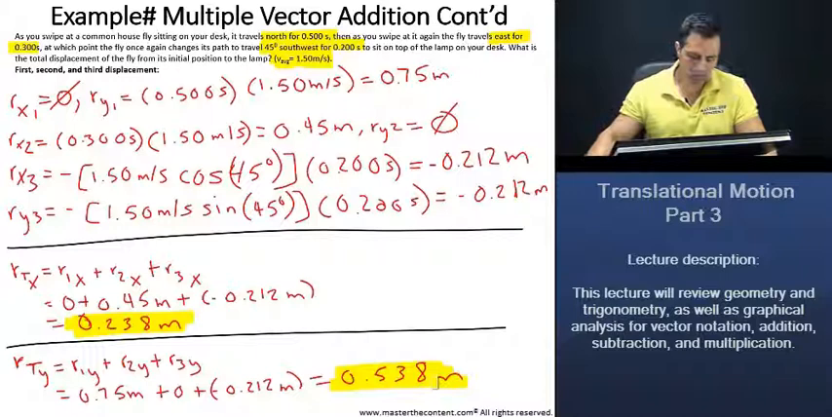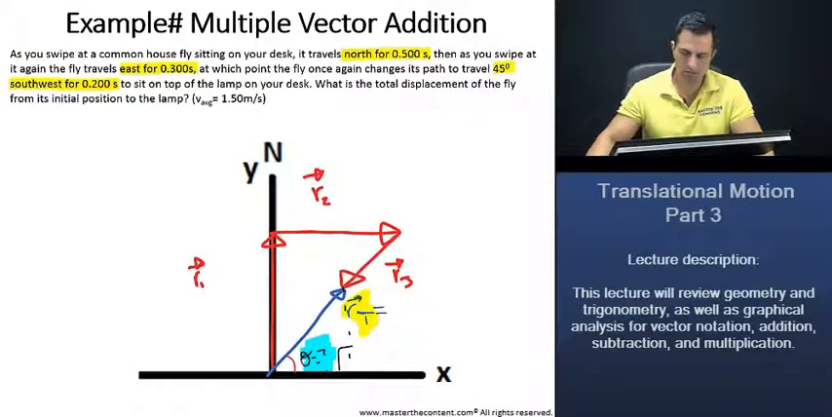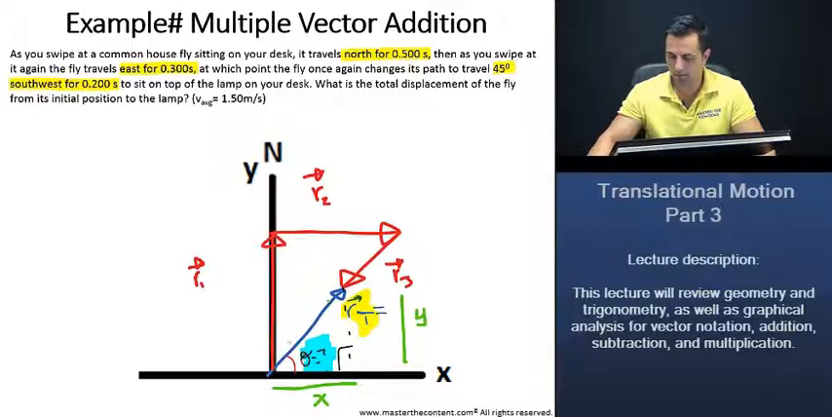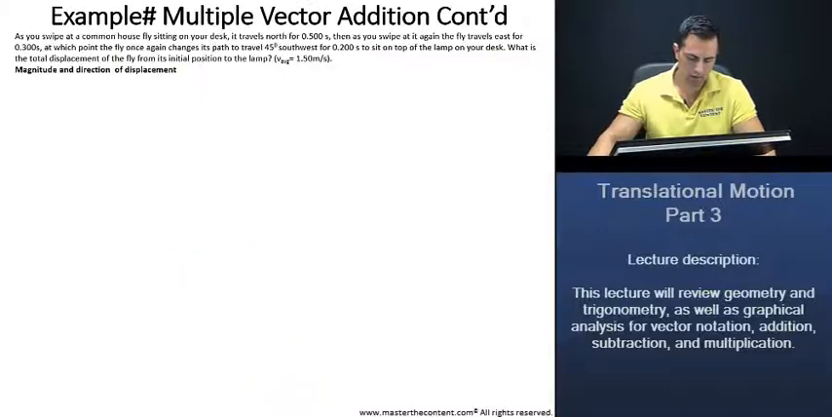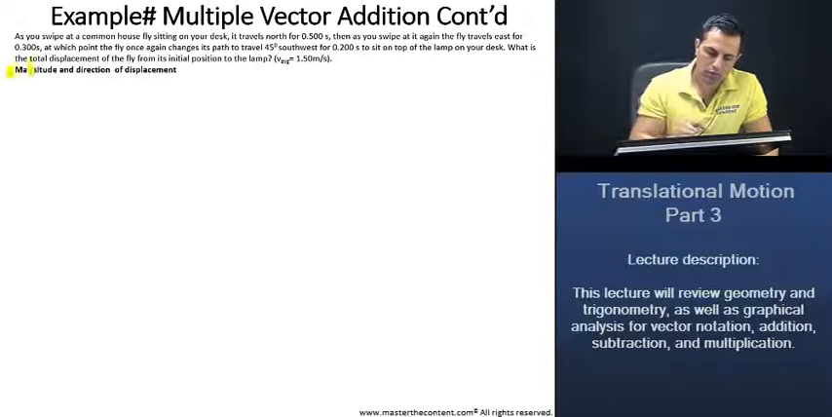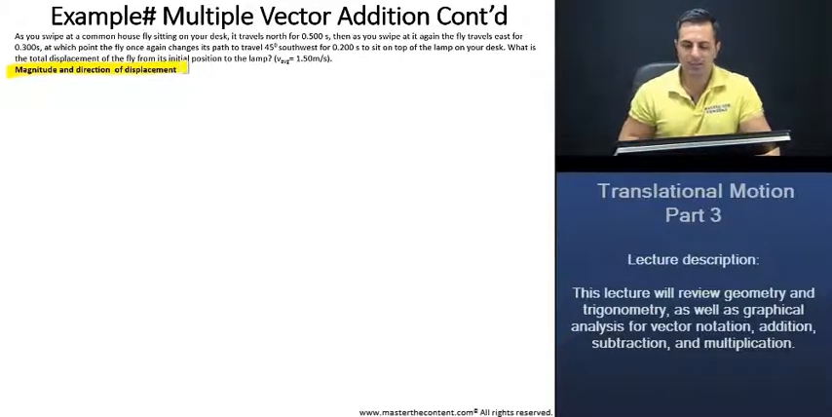Now, if we go back to our plot, we have this component right here, the y component, and we also have this component here, the x component. Now that we have the y and the x component of our vector, we can just use the Pythagorean theorem, because this is a 90-degree triangle, to find the length of this side. And that's exactly what we're going to do. We're just going to find the magnitude and direction of displacement.